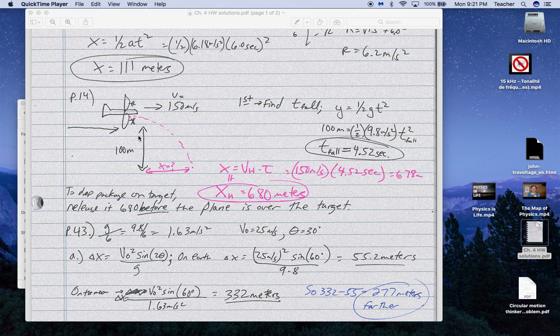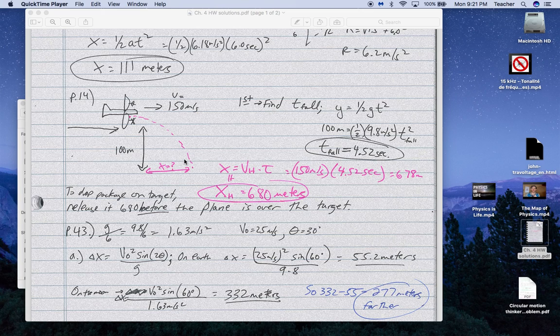So the first thing we do is find out how much time it takes to fall. You can use y equals 1/2 g t squared, which is a version of a formula on your formula sheet. I get that it takes about 4.5 seconds to fall. Once I know that, I know the horizontal speed of the plane, which is going to be constant, so I multiply that by the time, and I get about 678 or 680 meters.